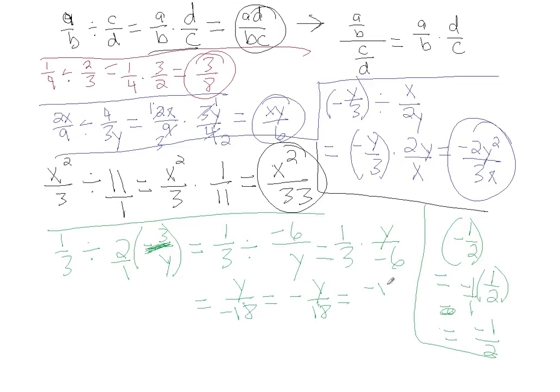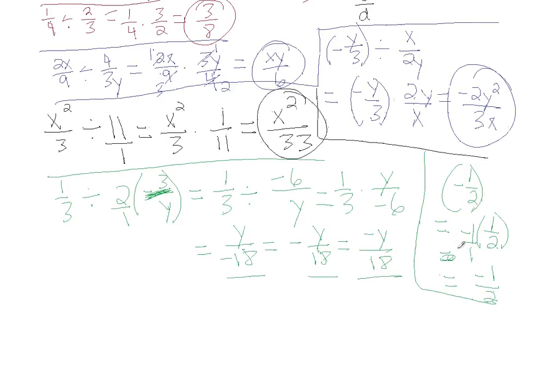We can have a minus y over 18, or we can have a y over minus 18. All three of these answers are essentially the same. They're just written differently. So be sure to check with your professor or your instructor to make sure which form they would prefer your answer to be in. But these are actually all equivalent.